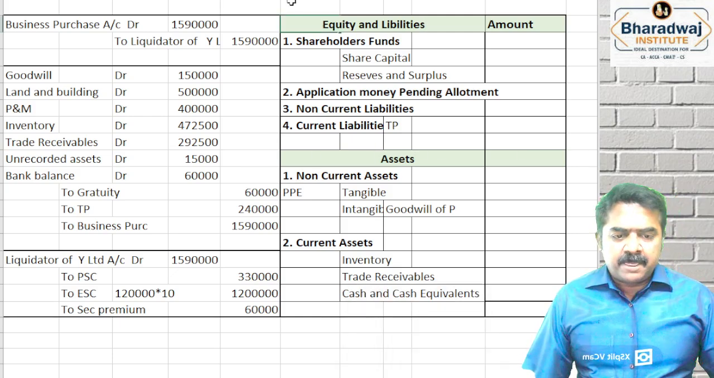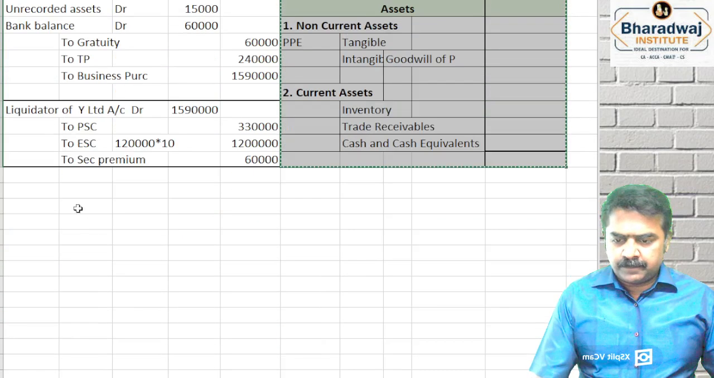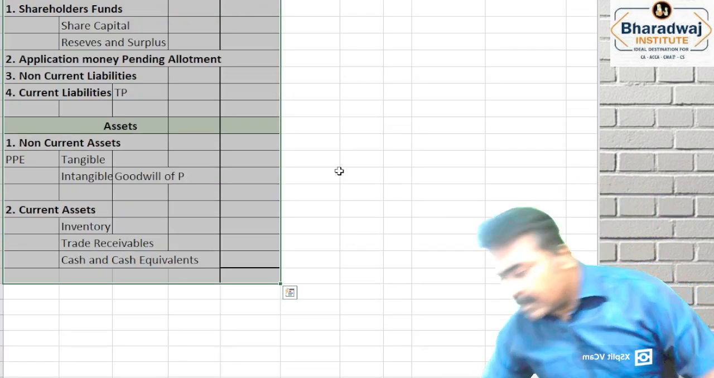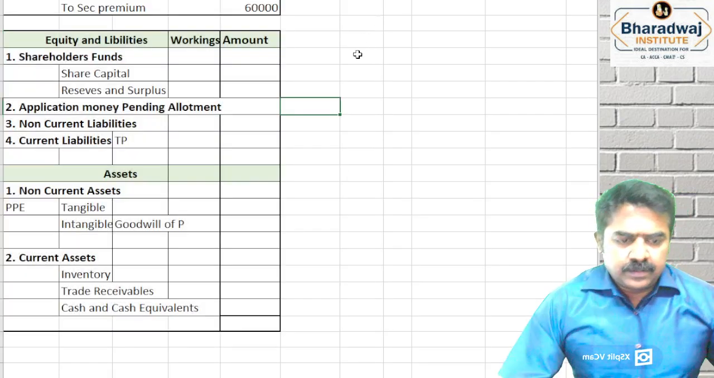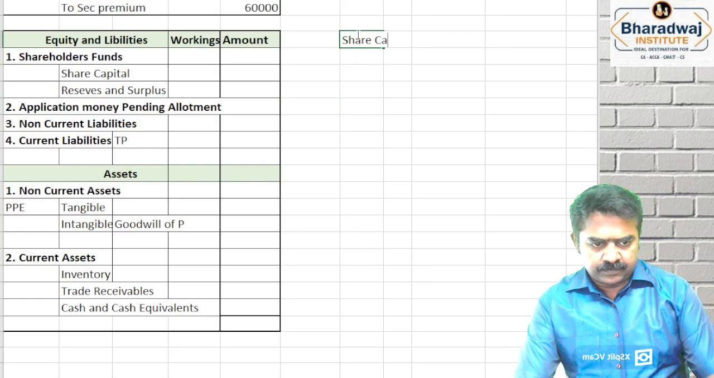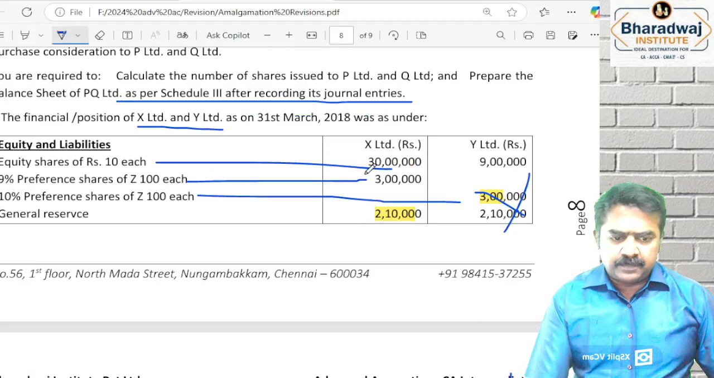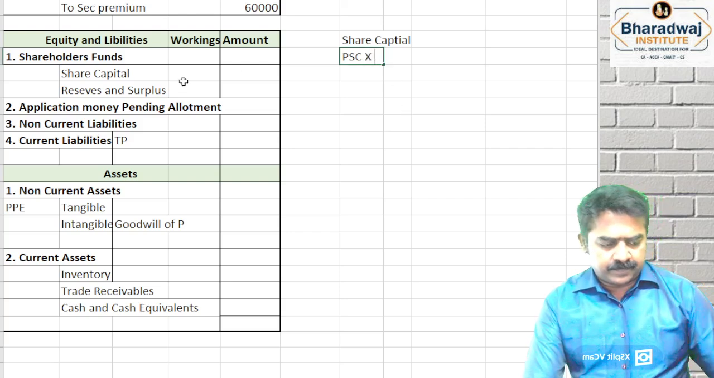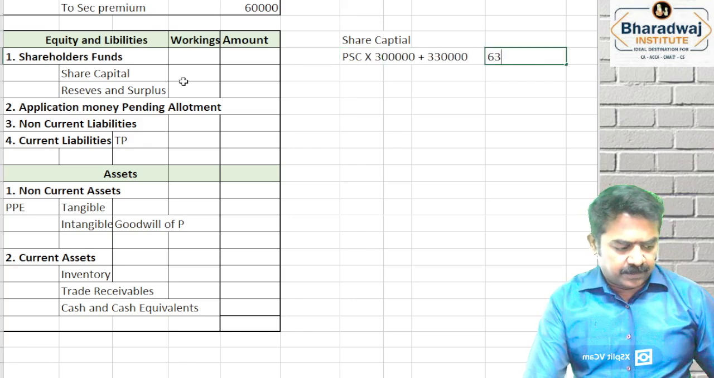Let's check the balance sheet. Share capital, tell me. 48 lakh 30,000. Preference share capital of P, how much is there? 3 lakhs plus purchase consideration 3 lakh. Total of 6 lakhs 30,000.